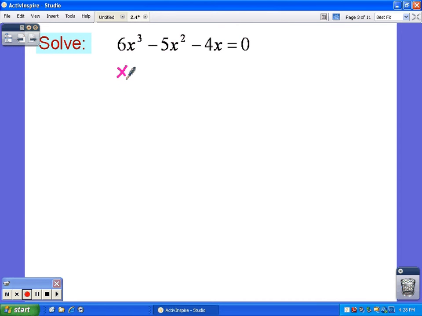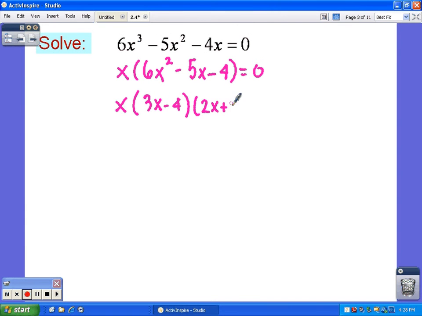Factoring out the greatest common factor, that would be x times 6x squared minus 5x minus 4. And then that trinomial could factor further as 3x minus 4 and 2x plus 1. Now, setting all of our factors equal to 0, we now have created 3 linear equations for us to solve.